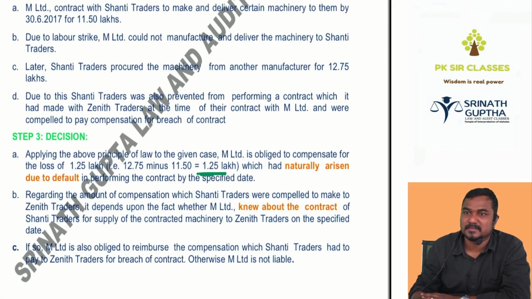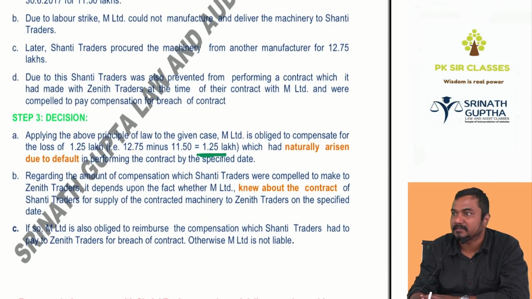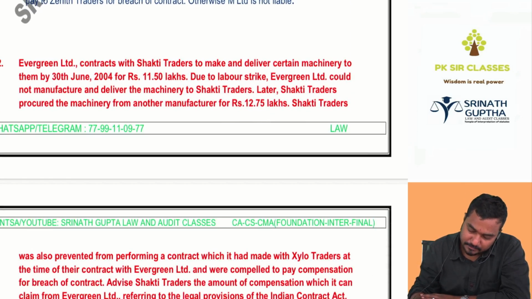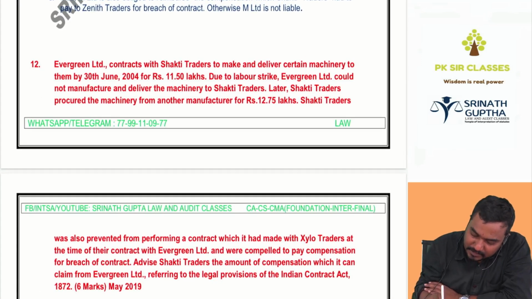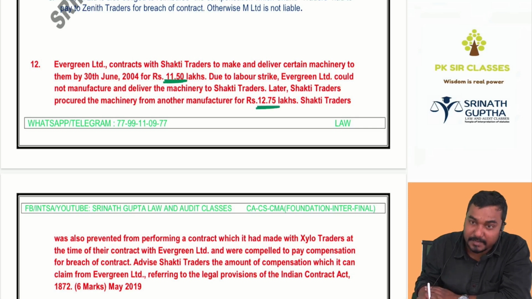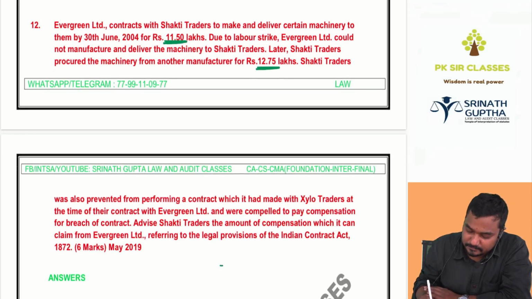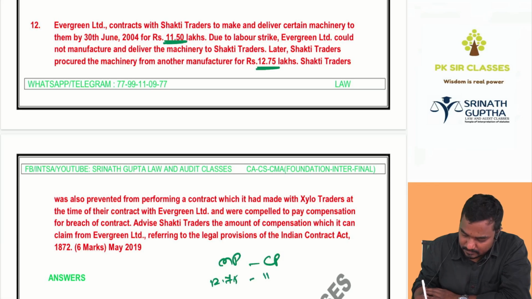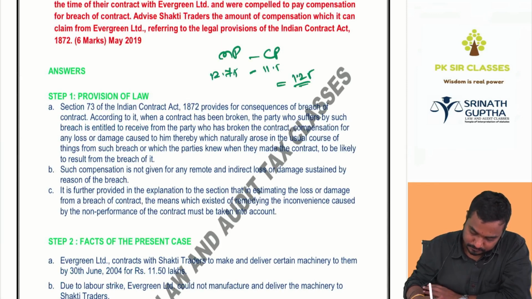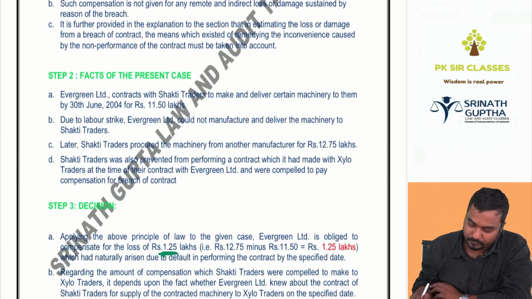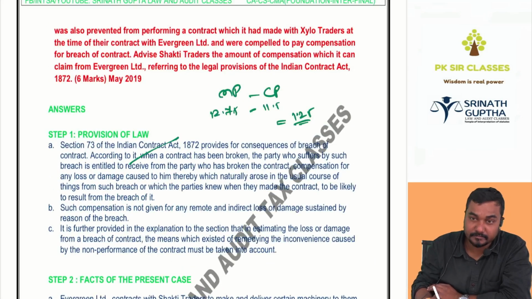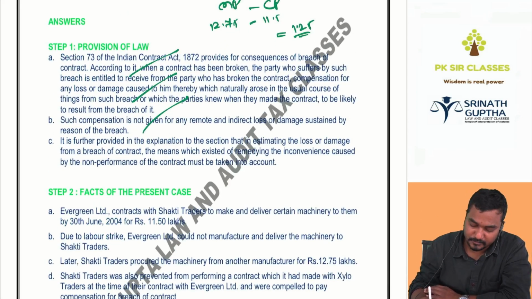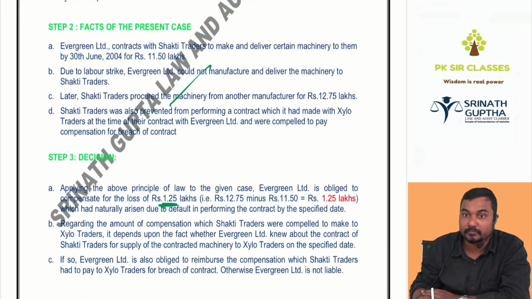Clear? Able to understand? Same question. At which price would we actually supply? Since we are not supplying, he is taking it from outside, at which price? What is the market price? 12.7. What is the contract price? 11.5. How much can you claim? He should write damages, special damage, ordinary damage, facts of prior case. So we can claim 1.25.